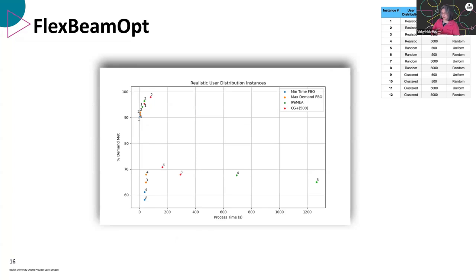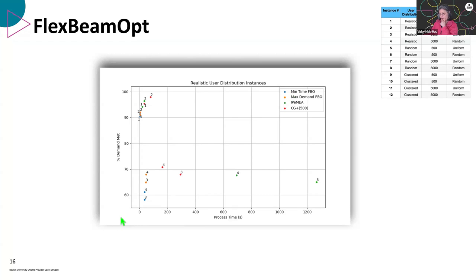So here is a two-dimensional representation of the outcome, so it's easier to see the trade-off between spending more computation time and having a better percentage demand met. These are the 5,000 user instances, and these are the 500 user instances. I'll just explain what the dots are. The blue dots and the orange are from the first three algorithms, the FlexBeamOpt, so FBO1, 2, and 3. The blue ones are the virtual min time algorithm.